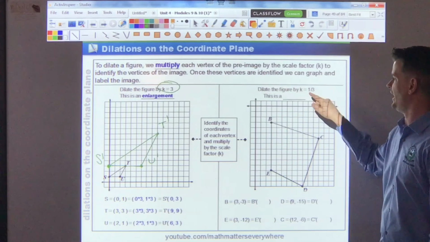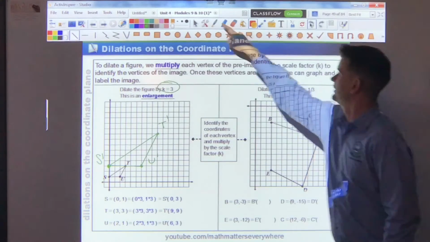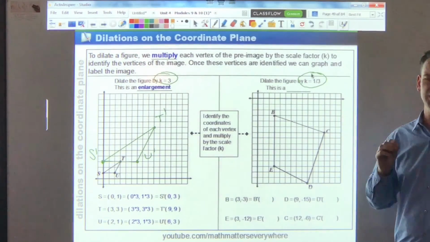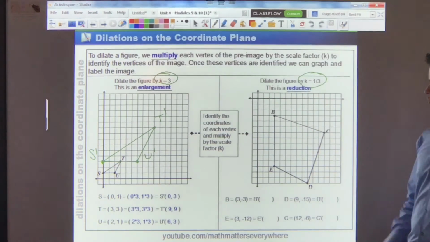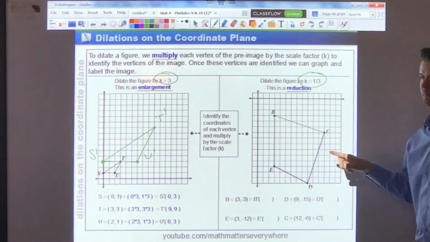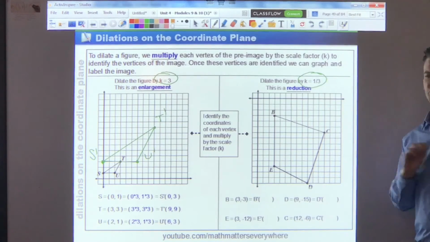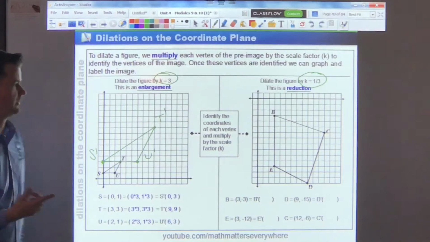If we look here, we have a figure that has a scale factor of 1/3. That immediately lets me know this is not going to be an enlargement, it's going to be a reduction. So we're going to take this figure and shrink it, which means we have to take each vertex, take the coordinate pairs, and multiply them by 1/3. This is not something you're going to be doing on a calculator. In case you forgot how to multiply something by 1/3, allow me to show you.